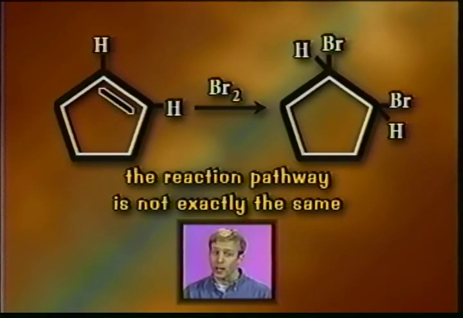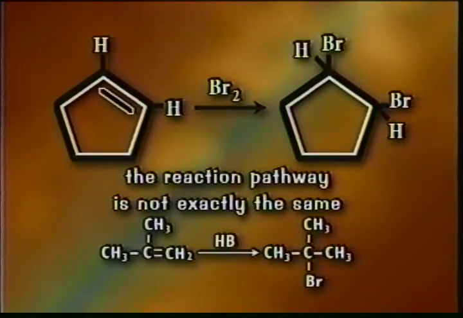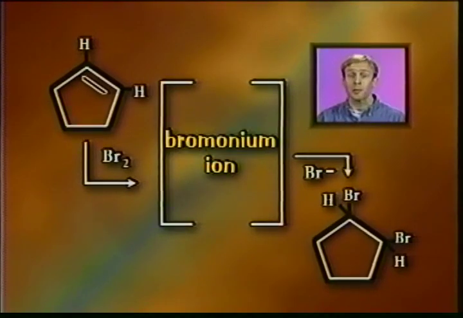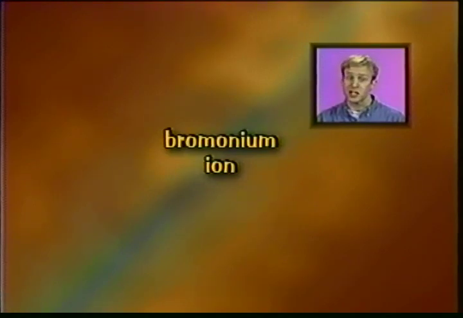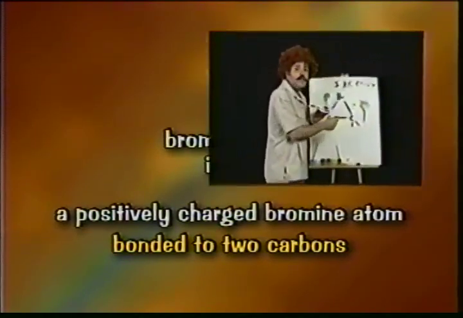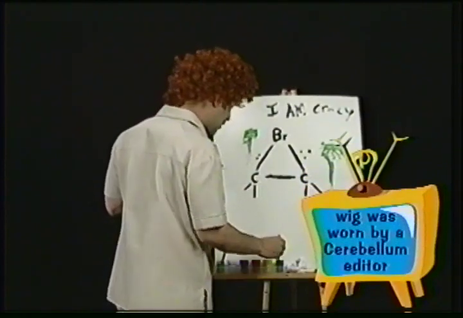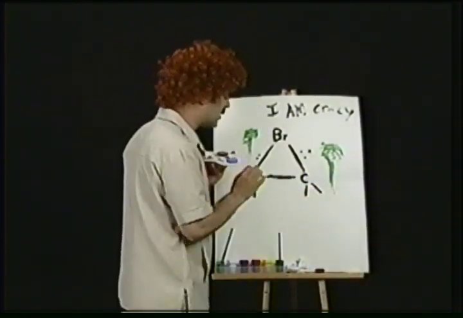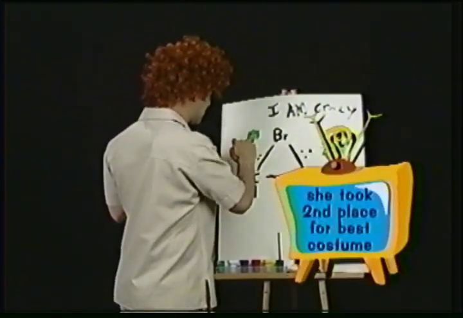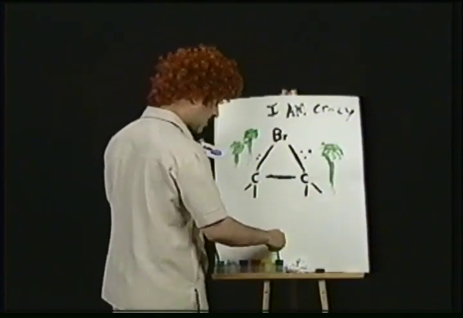And the reaction pathway is not exactly the same as it was for the one we looked at between HBr and 2-methylpropene. The intermediate in our halogen addition reaction is actually a bromonium ion. Before you freak out, we'll explain. A bromonium ion consists of a positively charged bromine atom bonded to two carbons, and it forms like this. And here we have our happy little bromonium ion, which we finish off with a little touch over here to make it very happy and special. And of course we have our friendly trees as our neighbors, and another tree over here because this one was getting a little lonely. Okay?